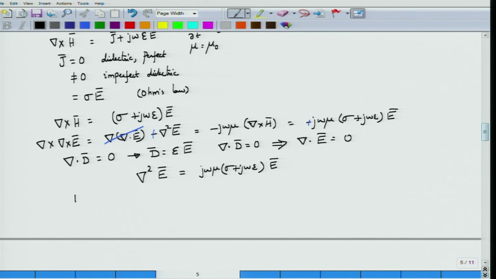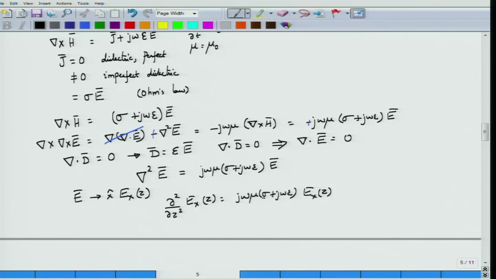As before, we will assume that the electric field has only one particular component. So let us assume that electric field E is the x component, and it is a function only of the z variable. Because the wave is propagating along z direction, in our assumption, this vector Laplacian del square can be replaced by del square by del z square times only Ex of z, which is equal to j omega mu into sigma plus j omega epsilon times Ex.